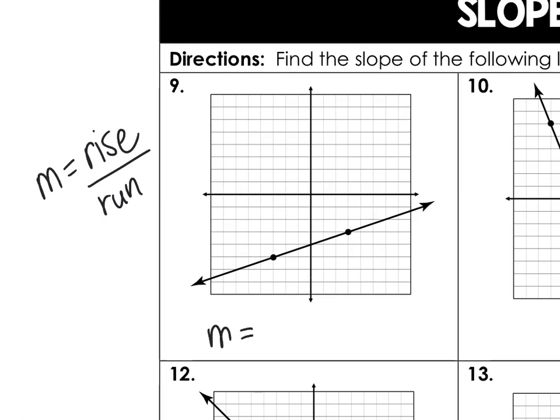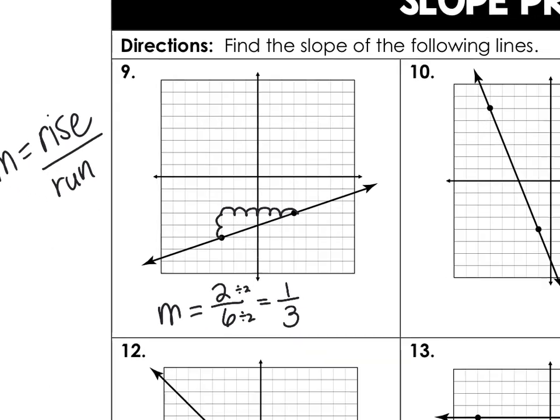Number 9. So I'm going to go up or down first. It does not matter which point you start at. You should get the same answer. I'm just going to go from the bottom one to the top one. So 1, 2. That's a 2 on top. And then 1, 2, 3, 4, 5, 6. So 2 over 6. I do want to reduce that. I can divide both of these by 2 because they're even. So that'll be 1/3. So my slope is 1/3. That makes sense because look at my line. It's going up from left to right. That's how you can double check to see if you got it right.